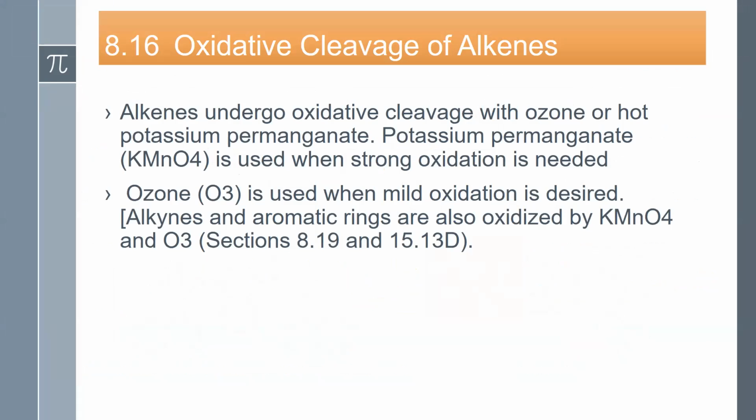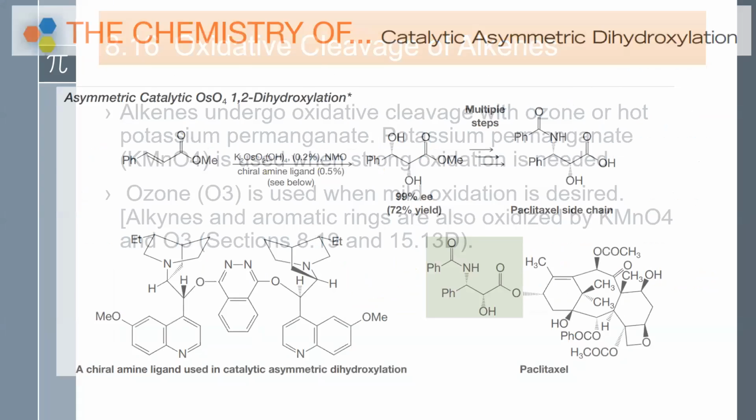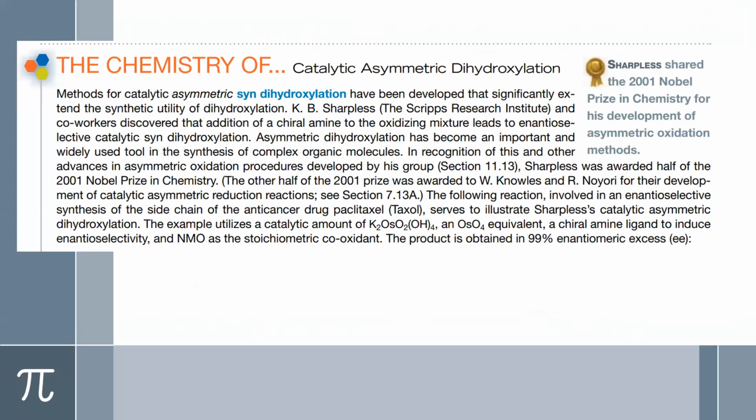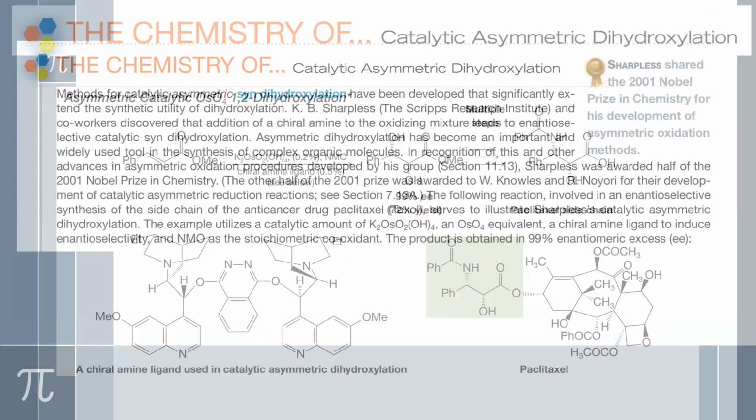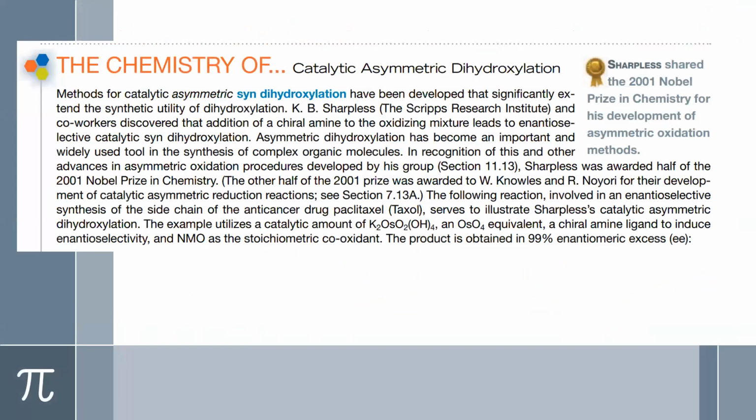So let's take a break before we go to the oxidative cleavage of alkenes. Now let's take a break for 30 minutes. And if you have nothing to do, you can read the chemistry of catalytic asymmetric dehydroxylation. This is a new discovery, and it's a 2001 Nobel Prize in chemistry. Sharpless was the organic chemist who found a new catalyst to do the hydroxylation aside from osmium tetroxide. So you can read in this.